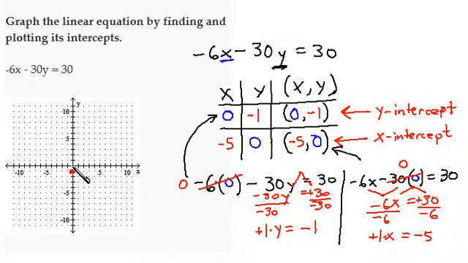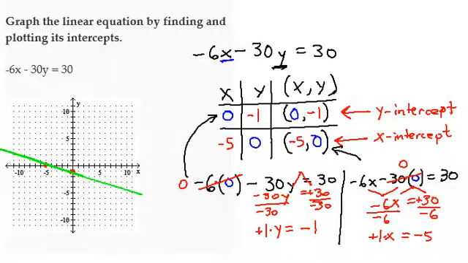So here we go. We start at the origin. We move negative 1, negative 2, negative 3, negative 4, negative 5, and mark our point. That would represent the x-intercept. So now all we have left to do is draw our line through these 2 points. And it should represent the line that we're being asked to graph.